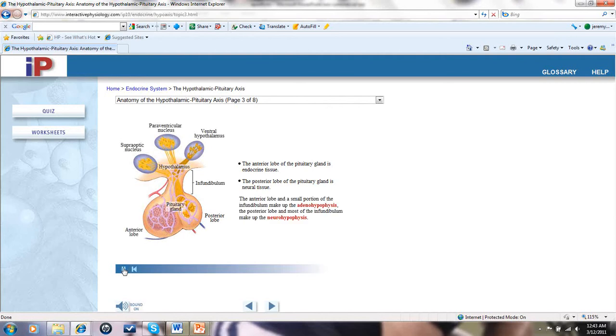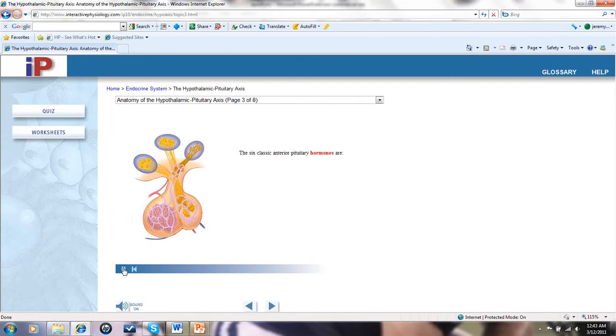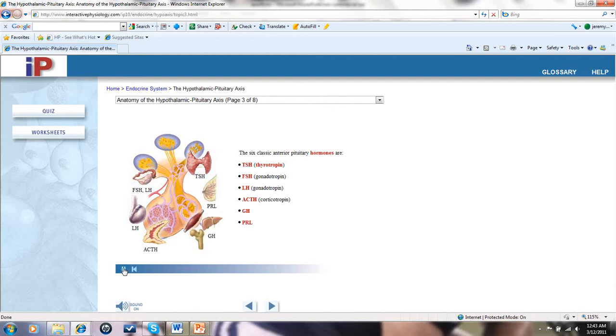The anterior lobe and a small portion of the infundibulum make up the adenohypophysis, and the posterior lobe and most of the infundibulum make up the neurohypophysis. We have reviewed 6 hormones secreted by the anterior lobe of the pituitary. They are thyroid-stimulating hormone, or thyrotropin, follicle-stimulating hormone and luteinizing hormone, the gonadotropins, adrenocorticotropic hormone, or corticotropin, growth hormone, and prolactin. These are considered the classic anterior pituitary hormones because their structures and physiological functions in humans are well understood.